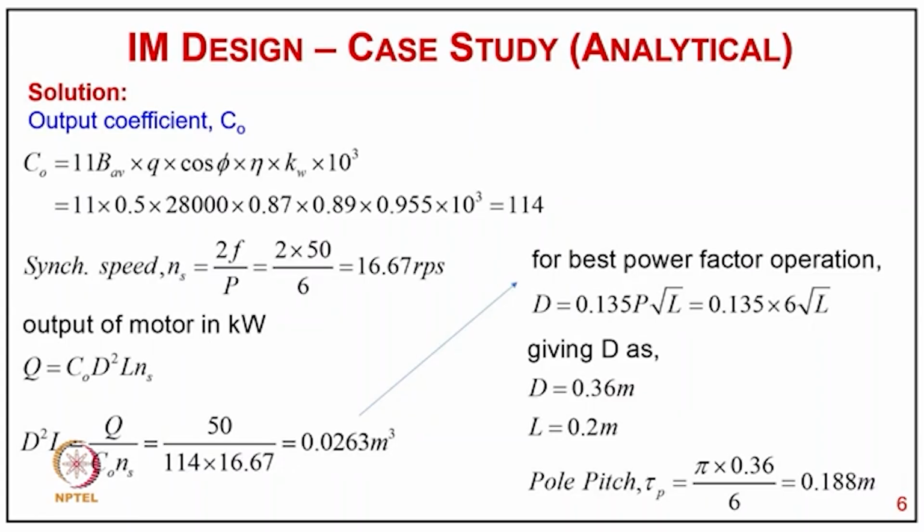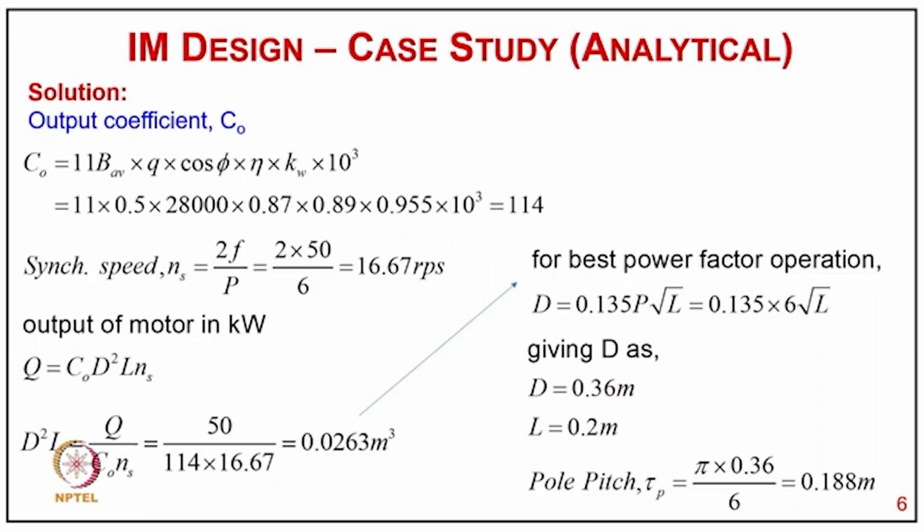There may be many criteria, but one way is that for best power factor operation, from large experience, D equals 0.135 P under root L, where P is the number of poles and L is the stack length. This comes as the second relation between D and L. Now from this relation and the previous relation from the output equation, we get D equal to 0.36 meter or 36 centimeter, and L equal to 0.2 meter or 20 centimeter.